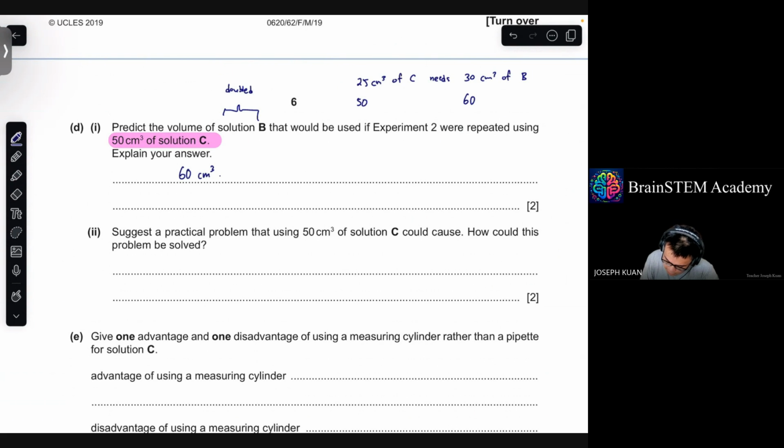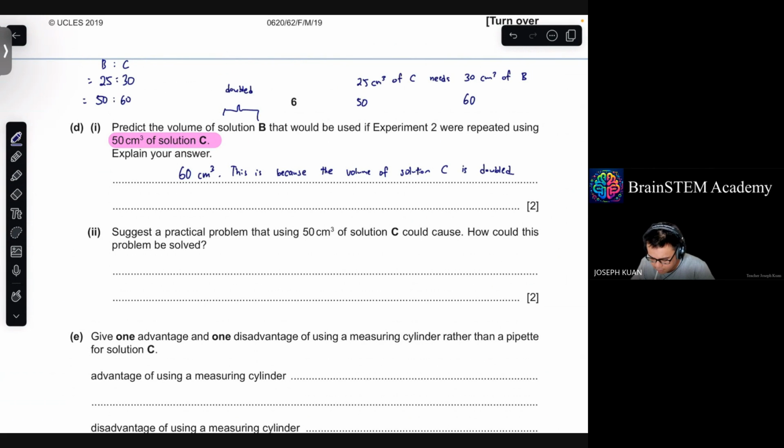Please do not leave your answers as approximate answers, because it's a proportion question. So you have to give me exactly 60 cm³. All right. The answer will be, this is because the volume of solution C is doubled. Right, so the ratio is 25 to 30, meaning 50 to 60 for C to B.